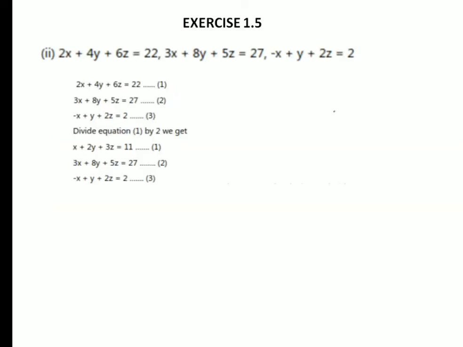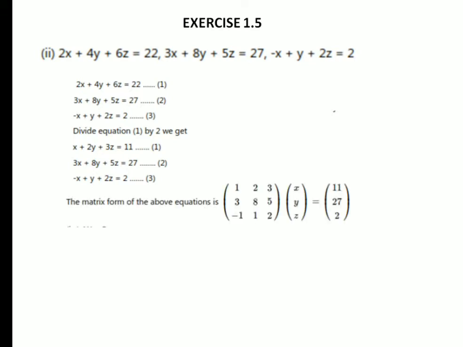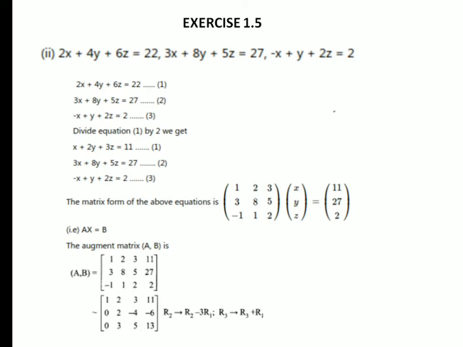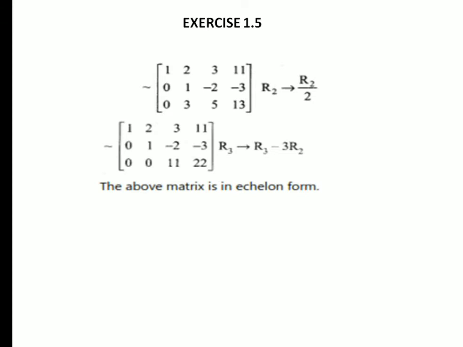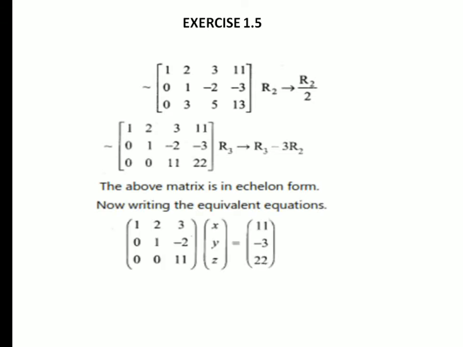Divide the first equation by 2, we get this equation. Then you write it in matrix form, AX equal to B. Then the augmented matrix A comma B. After that you eliminate: R2 minus 3 R1, R3 equal to R3 plus R1. Then R2 divided by 2. Then R3 minus 3 R2. The above matrix is in echelon form.